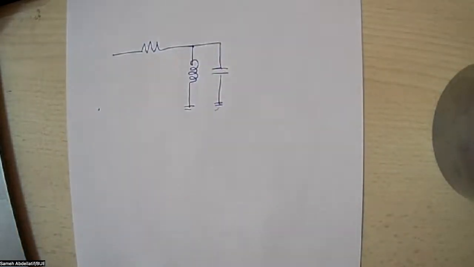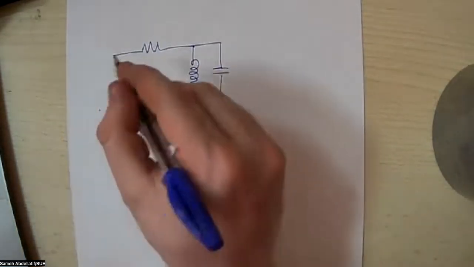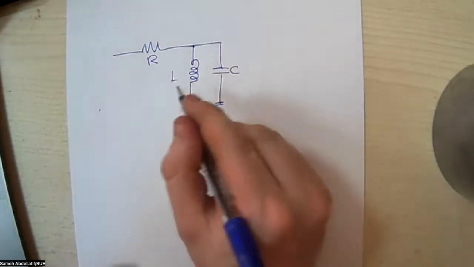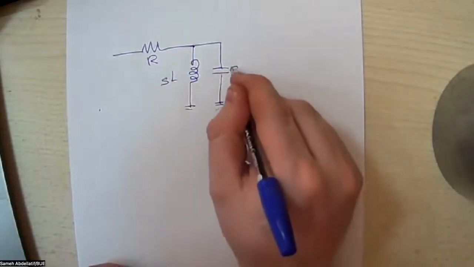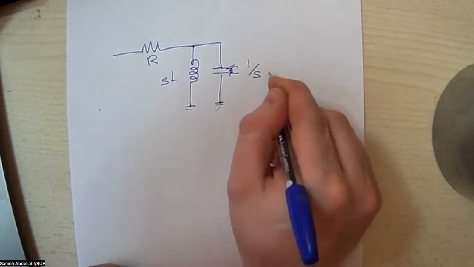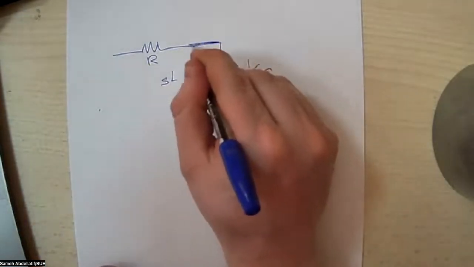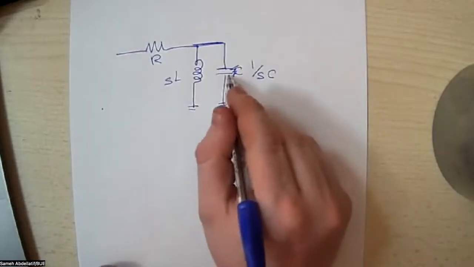I just hope that you didn't get confused. So this is the input R, and this is the L, and this is the C. Or in other words, we can say that this is SL, and this is 1 over SC. So basically, you can make the analysis. It's a very simple analysis. We have two branches in parallel.